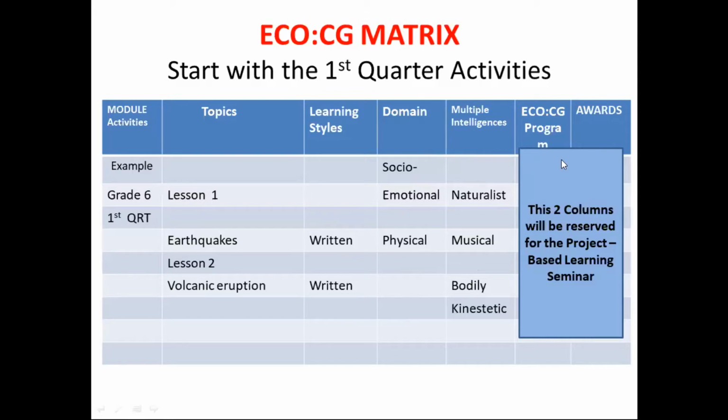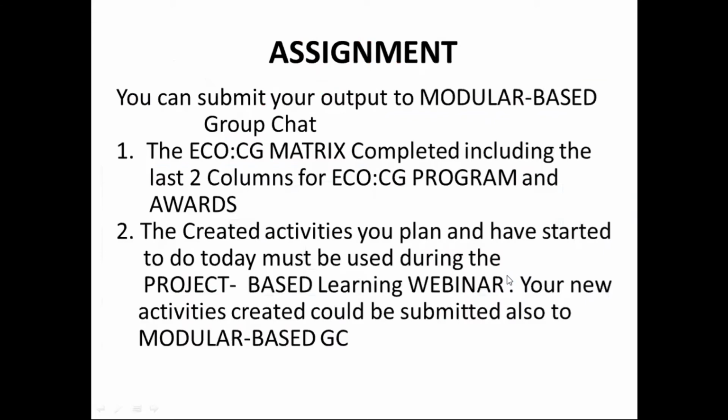And of course, for the EcoCG program and awards, you are not going to do this yet. So let's see. If you cannot finish this activity, then this will be an assignment. So you can submit your output to the Modular-based group chat. The Echo CG matrix completed, including the last two columns. So it will be a sequel to today's seminar, and you are given time until tomorrow to complete your task. So you are going to submit it into our Modular-based group chat.